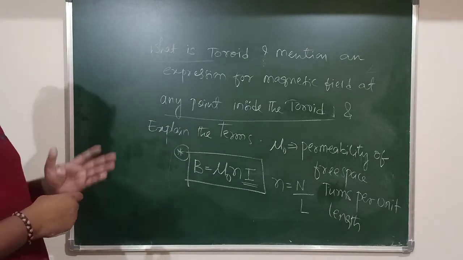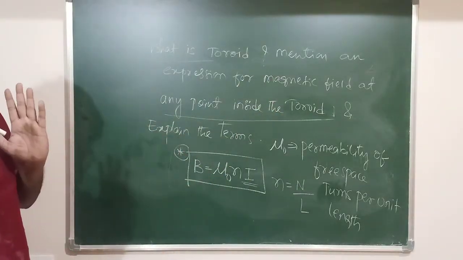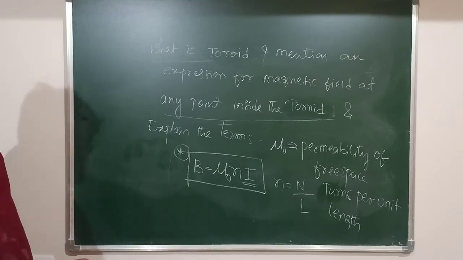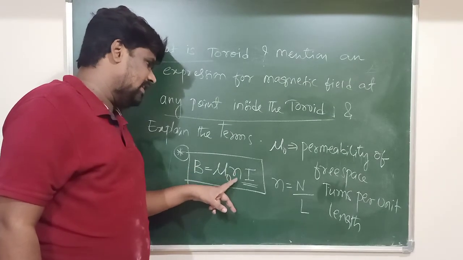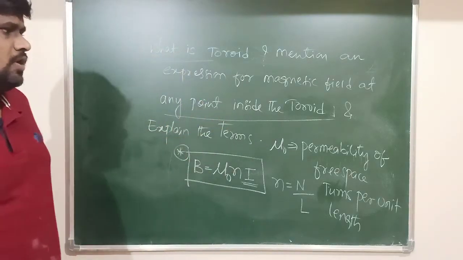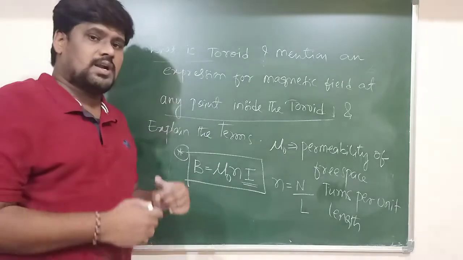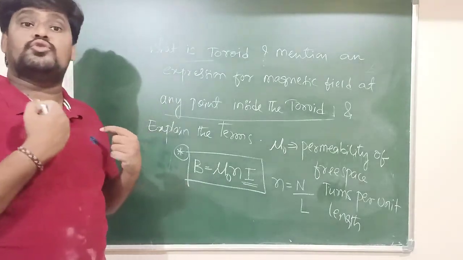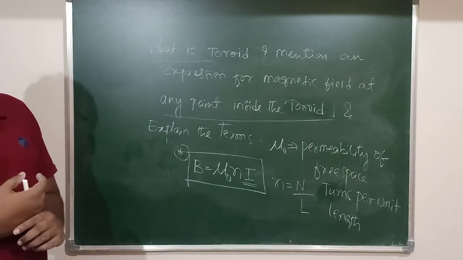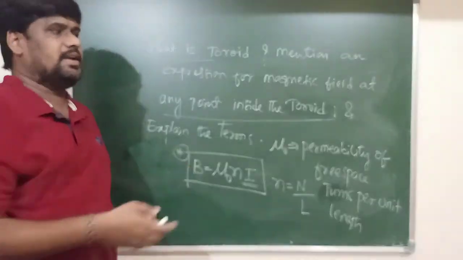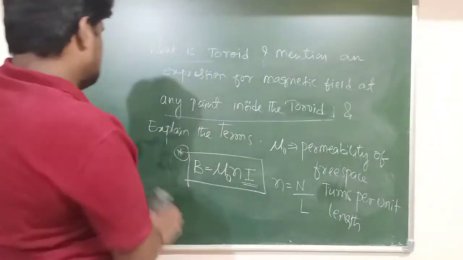So the magnetic field at any point inside the toroid is also the same. That is given by B equals μ0 n I. Once again, μ0 is called the permeability of free space, small n is the number of turns per unit length of a toroid, and I stands for the current in a toroid here. So this is another question we can expect in the examination.